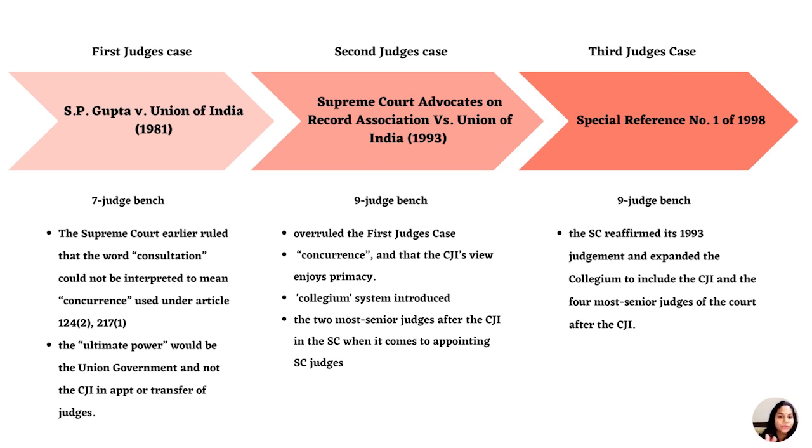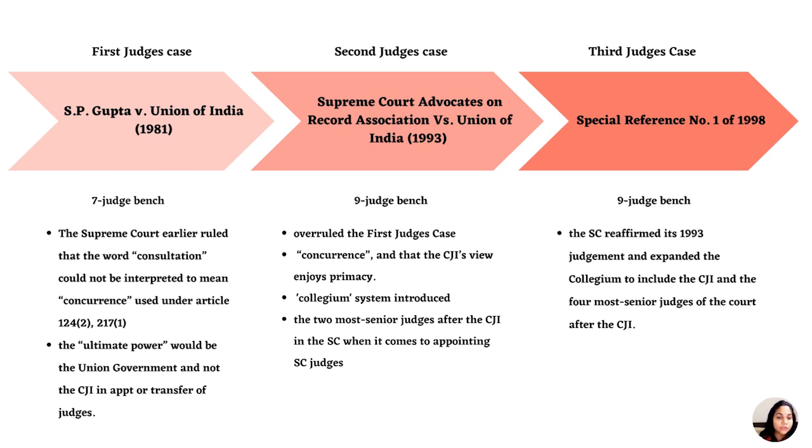Additionally, it also held that the powers of the CJI would be moderated by the Collegium system, which is only after ascertaining the opinion of the two most senior judges of the Supreme Court. So this is how the Second Judges Case gave birth to the Collegium system in India. Then finally, in 1998, a presidential reference to the Supreme Court was issued questioning the meaning of the word consultation in Articles 124, 217 and 222. Article 222 is related to the transfer of judges. The bench of the Supreme Court reaffirmed the Second Judges Case and expanded the Collegium to include the CJI and the four most senior judges of the court after the CJI.